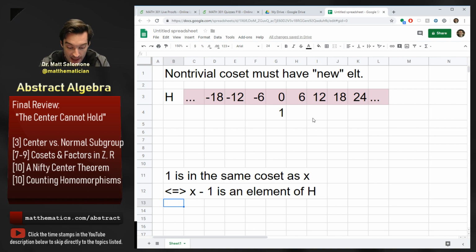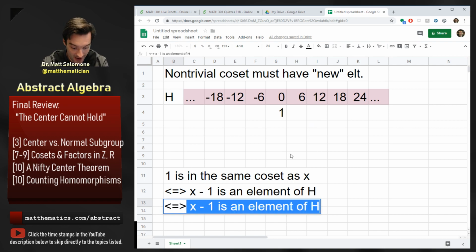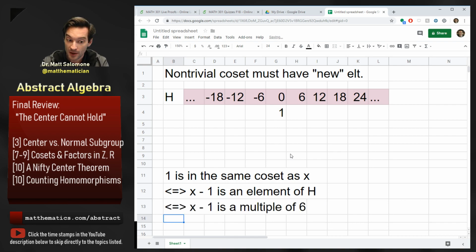Right? So any two elements which differ by a multiple of 6, so I'm going to clarify that here, x minus 1 is a multiple of 6. Any two integers which differ by a multiple of 6 will be in the same coset as one another. And so 1 will be in the same coset as 7. Why? Because 7 minus 1 is an element of H, a multiple of 6. And for that same reason, 13 is also an element of the same coset as 1, because 13 minus 1 is a multiple of 6, and so it belongs to the original subgroup H.